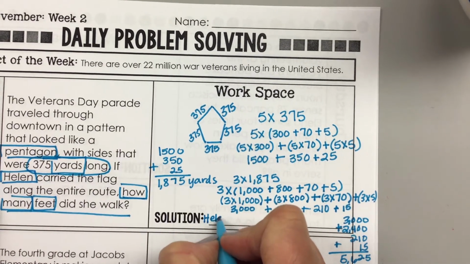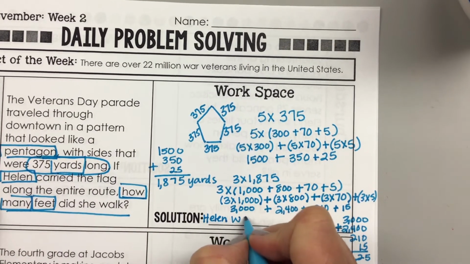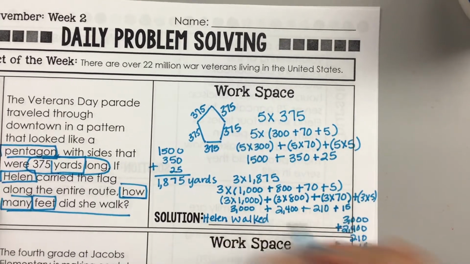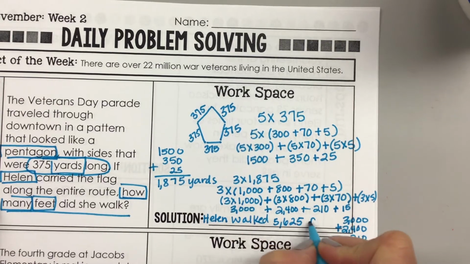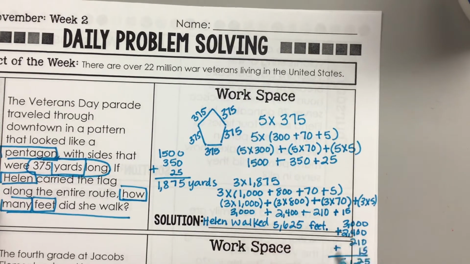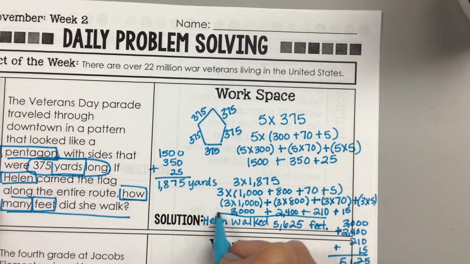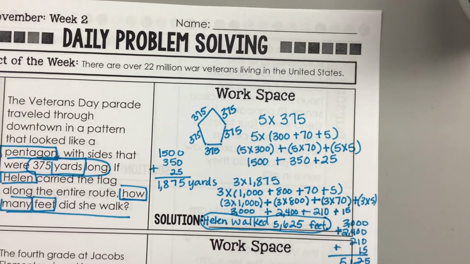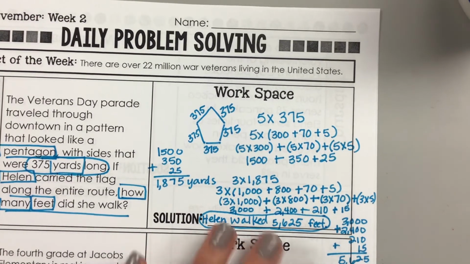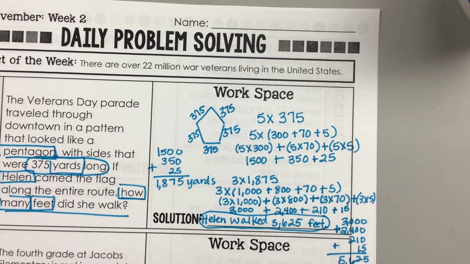Helen walked 5,625 feet. I'm going to put a circle here around my answer to separate it from my work. And the parade would be even better. Okay, are there questions about that? Yes, sir.